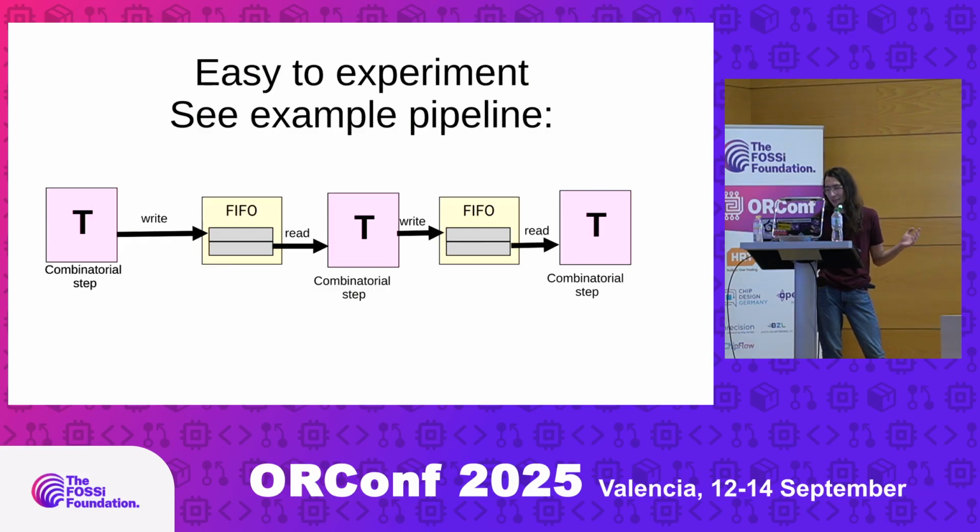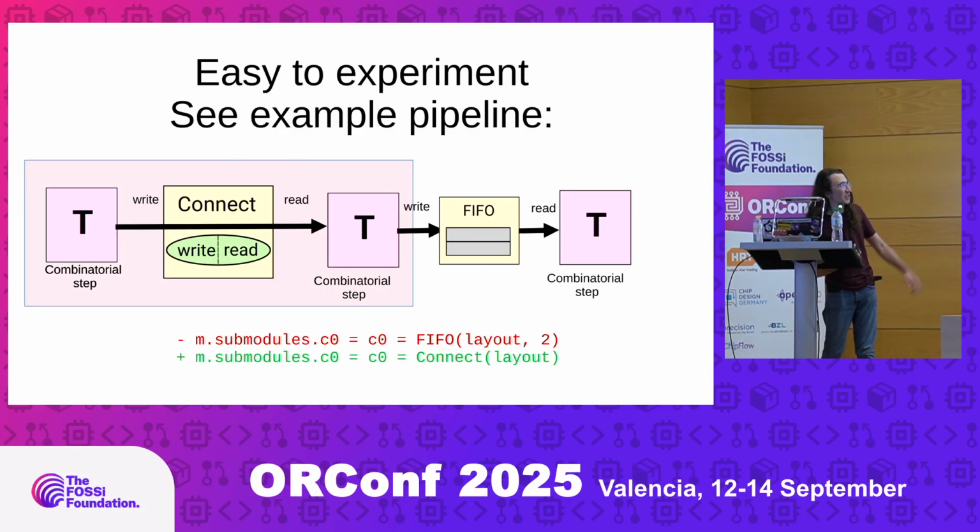So let's take a pipeline as an example. You can implement a pipeline like that: some combinational steps that have FIFOs with a depth of 2 between them, just to split the combinational paths between them. And if you have a large timing budget, you might want to merge 2 steps together. That's literally 1 line of code change. You change FIFO to connect, and it will just execute in 1 cycle. So it's really nice to experiment with.